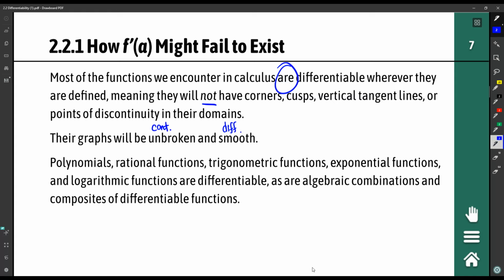The functions that we're used to seeing, polynomials, rational functions, trigonometric, exponential functions, and logarithmic functions are all differentiable where they are defined, as are algebraic combinations of functions, such as a polynomial plus a trigonometric function, or composites of differentiable functions, such as plugging an exponential function into a rational function. So most of the functions we will see in calculus are differentiable where they are defined, but in those rare circumstances where we see corners and cusps and vertical tangents and points of discontinuity, we know that they are not differentiable.